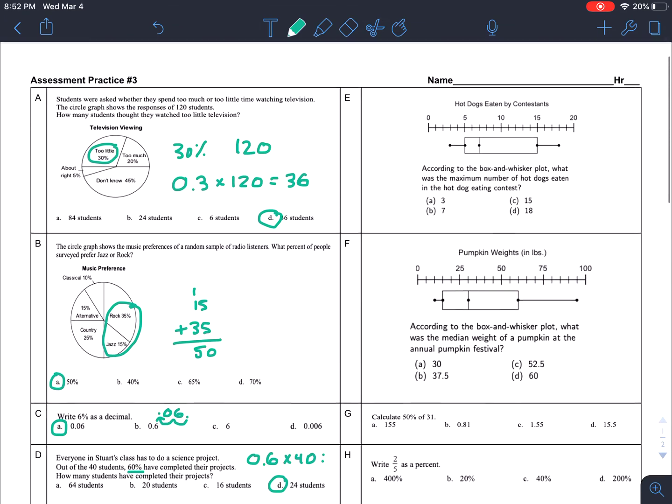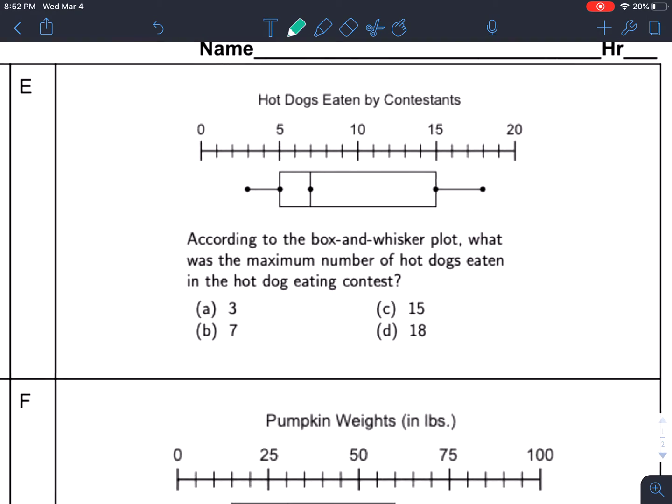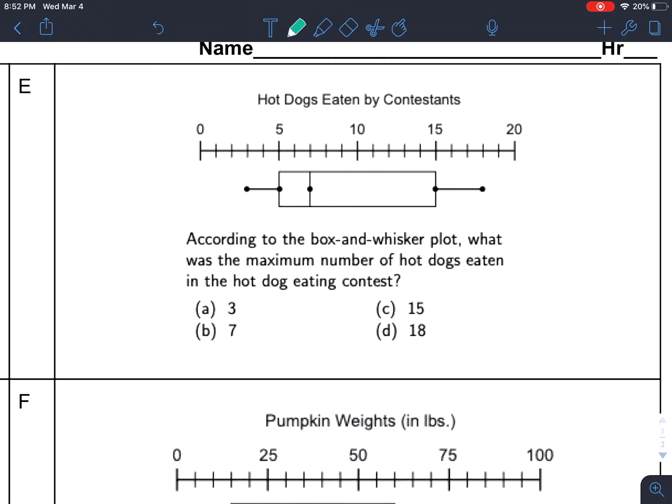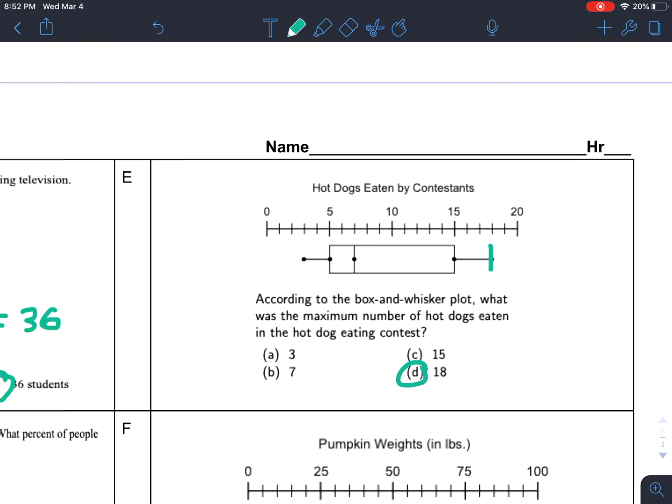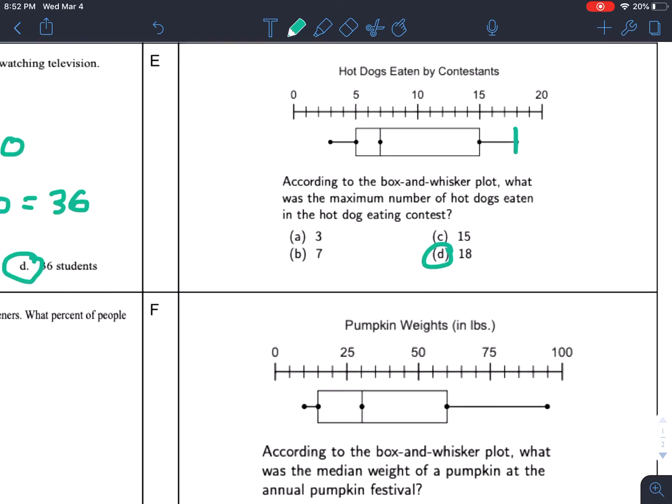All right, 4 more. Hot dogs eaten by contestants. So this is a box and whisker plot. It says, according to the box and whisker plot, what was the maximum number of hot dogs eaten in the hot dog eating contest? The maximum is the dot or the line that is all the way on the right, and then you just have to find the number that corresponds with. So it looks like I have 15, 16, 17, 18, 19, and the maximum is 18. So D. Wonder if all the answers are going to be A and D. We'll see. I don't know.